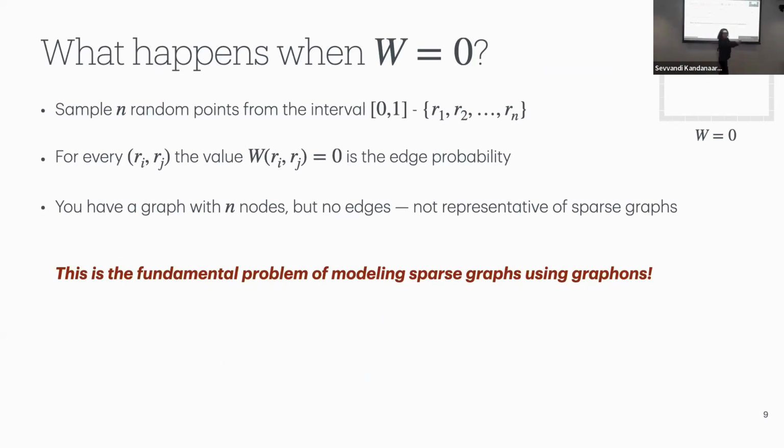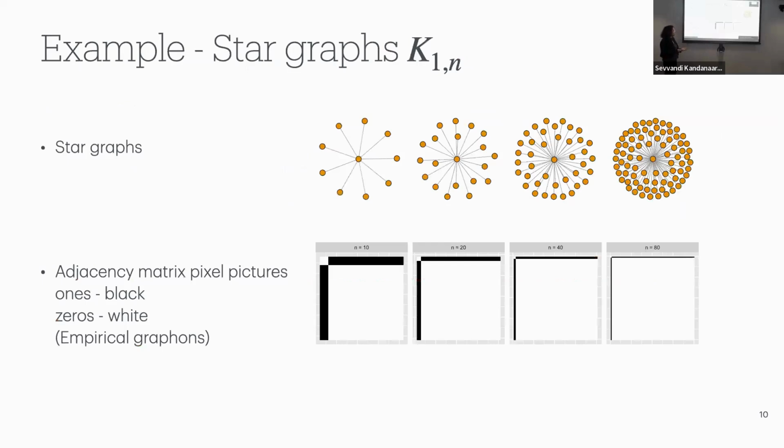But say, you toss a coin, the probability is zero, there's no edge. So you're not going to get any edges, you just have n nodes, no edges. And that's not representative of a real sparse graph. So that's the empty graph. This is the problem with modeling sparse graphs using Graphons. This is the main problem.